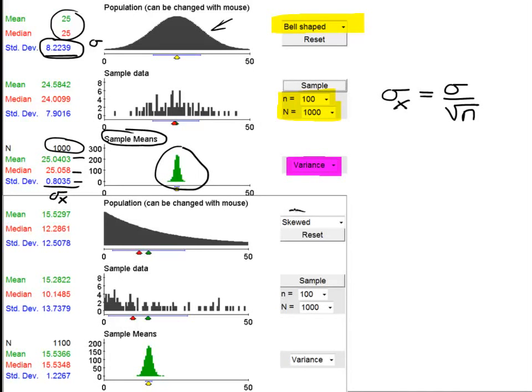I tried it again with a skewed set of data, pretty severely skewed. Same parameters, sample size of 100 to make the math easy. Do it 1,000 times. And now it has the sample means, a set of sample means. And this must be a typo or some sort of glitch, because if it did 1,000 times, there should be 1,000 pieces of data, not 1,100.